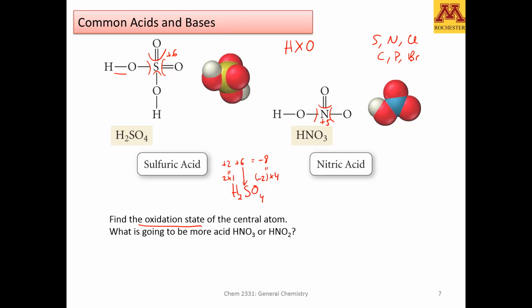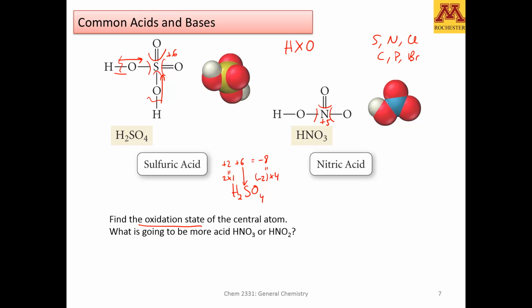Sulfur has a +6 oxidation state. Okay, and this will tell you that if sulfur is a +6, it means it's lacking a lot of electrons, is willing to attract a lot of electrons. So this means that sulfur can pull electron density its own way, weakening these bonds, therefore making sulfuric acid very acidic.